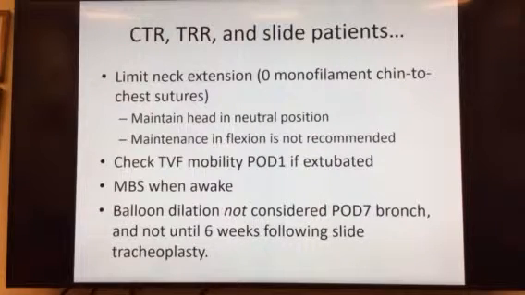For cricotracheal resection and slide tracheoplasty patients, you want to limit their neck extension. So we find that a zero monofilament chin to chest suture is useful.